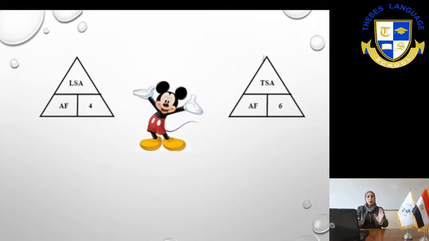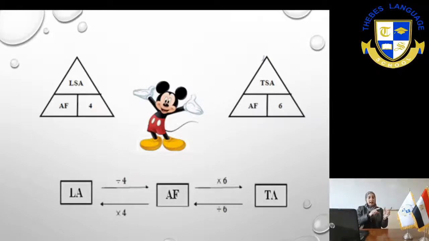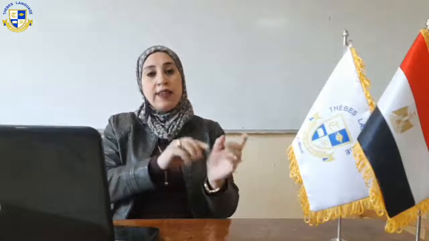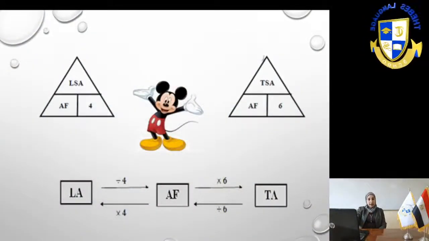If I want to move between them, for example, if I have the lateral area and I want to calculate the total area, what should I do? At the beginning, I must calculate the area of one face each time. So if I have the lateral area, I'll divide it by 4. Now I have the area of one face. After that, I multiply it by 6 to get the total area. While if I have the total area, I'll divide it by 6 to get the area of one face. Now I'll multiply it by 4 to get the lateral area.